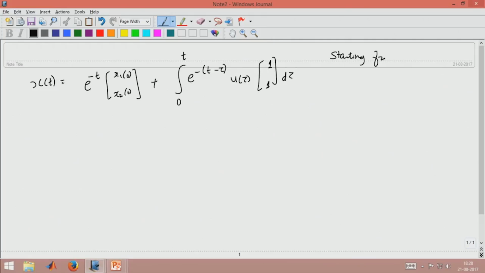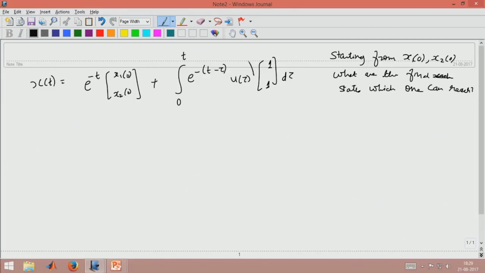Okay, look at this, and I'll ask, starting from x1 0, x2 0, what final states can I reach? Or, starting from here, what all points can I control my system to?